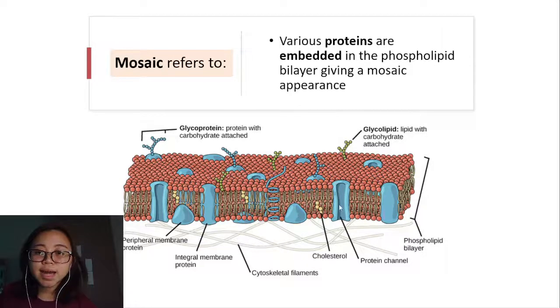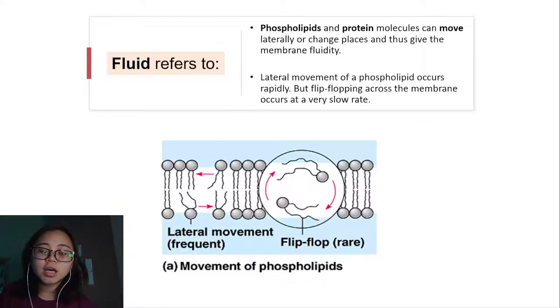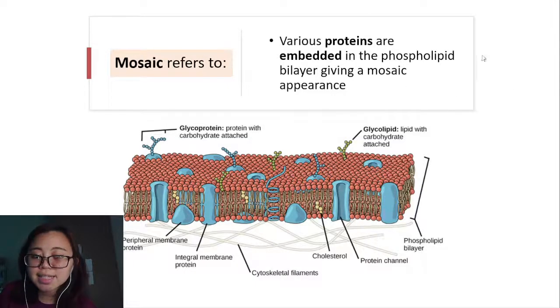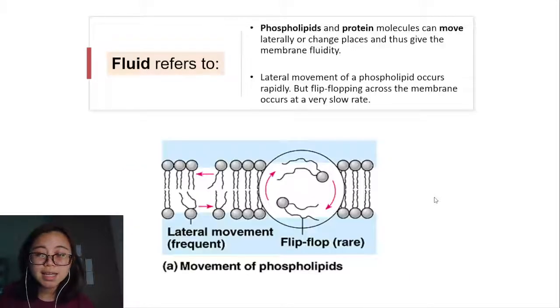Kalau soalan tanya, apakah yang dimaksudkan dengan fluid dan mosaic? If the question asks what is referred to by fluid and mosaic in the fluid mosaic model, you use this and this explanation. Gunakan penjelasan ini dan ini.